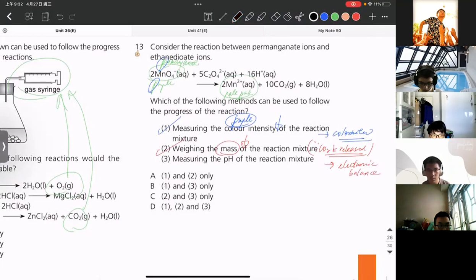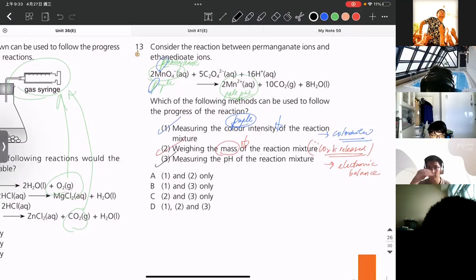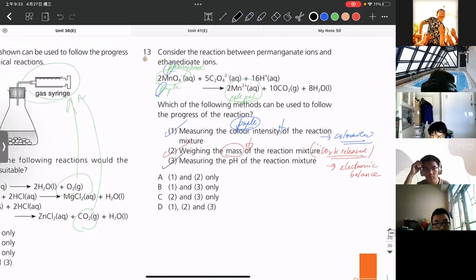How about number 3? Yes, number 3 can be chosen, or you just respond to me that you are going to answer. 3 is correct. Yeah, why? Hydrogen ion. So what happens to hydrogen ion? Your response will not give you marks. What happens to hydrogen ion? The concentration of hydrogen ion decreases. Yep, hydrogen ion concentration decreases.